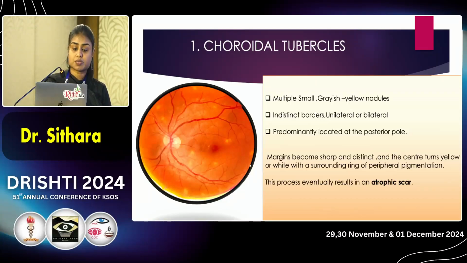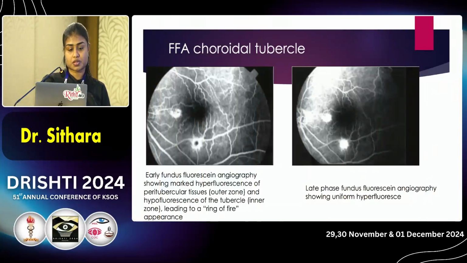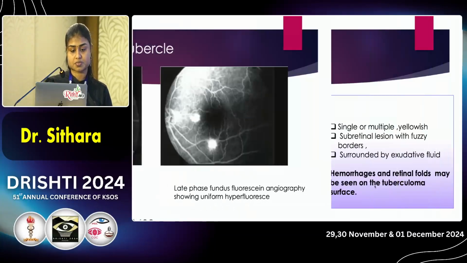The margins later become sharp and distinct and the center turns yellow to white with a surrounding ring of peripheral pigmentation, and this process eventually results in the formation of an atrophic scar. This is an FFA picture of the choroidal tubercle which shows early hyperfluorescence of the peritubercular tissues with hypofluorescence of the tubercle, which appears as a ring of fire appearance. In the late phase, the fundus fluorescein angiography shows a uniform hyperfluorescence.